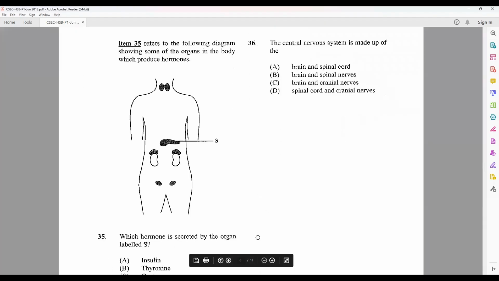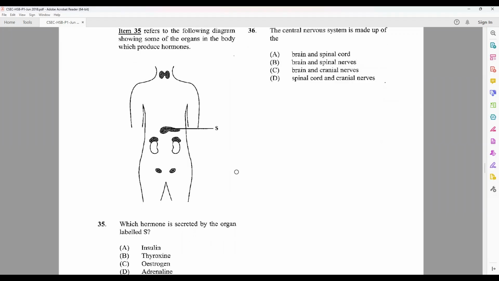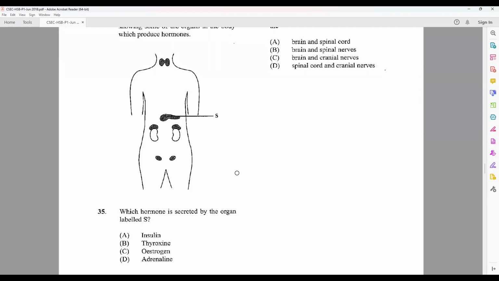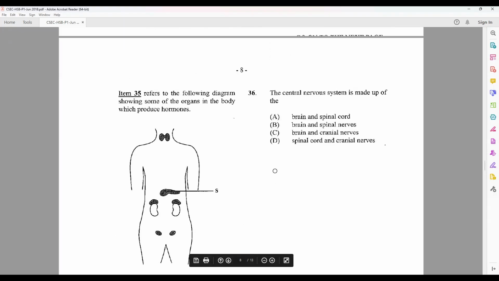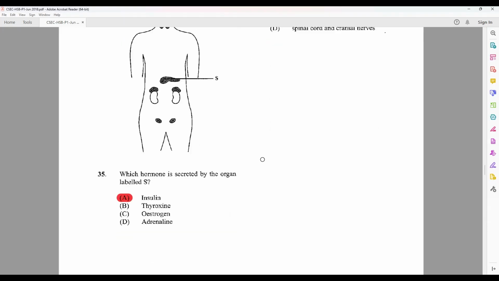Item 35 refers to the following diagram showing some of the organs in the body which produce hormones. Which hormone is secreted by the organ labeled S? Once you identify S as the pancreas, then you are looking for insulin as the answer. 36, the central nervous system is made up of the brain and the spinal cord. This is a very familiar question, so do learn it.